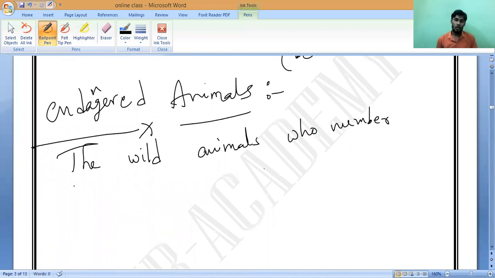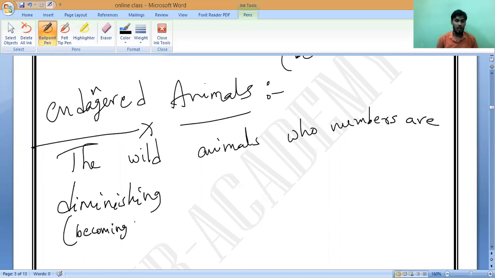The wild animals whose numbers are diminishing to such a low level, or whose numbers are diminishing. What is the meaning of diminishing? Becoming less, becoming small. Big becomes small, we can say diminished. Magnified image, diminished image. Diminishing means becoming small.